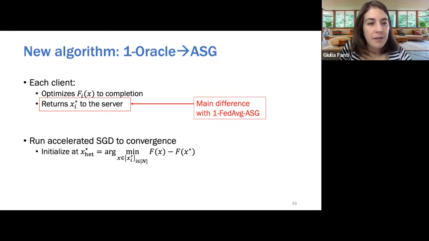Then the server is going to take the xi stars from each of the clients. It's going to choose the best one, and it's going to run accelerated SGD to convergence. Basically, it initiates accelerated SGD with the best of the local optima that it receives from the clients. Intuitively, this looks very similar to FedChain. We're just running this initial local algorithm to completion.